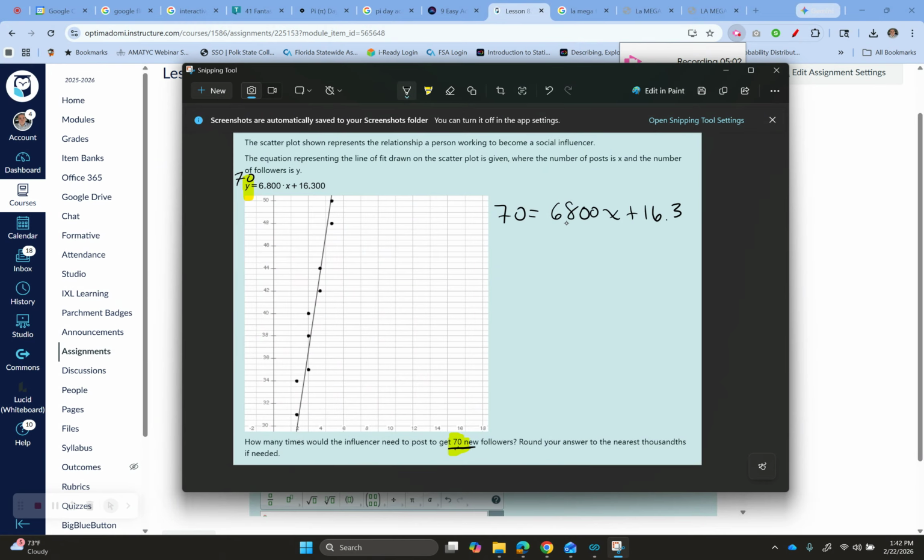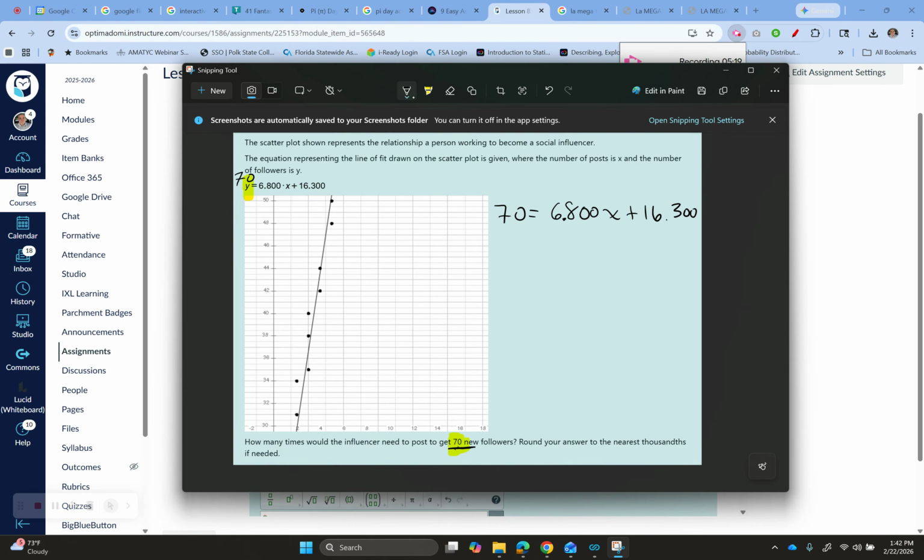Not 6,000. It should be 6.800 plus 16.300. Okay, and then I'm going to have to solve this equation for x. This is a two-step equation. We learned this in the second quarter.